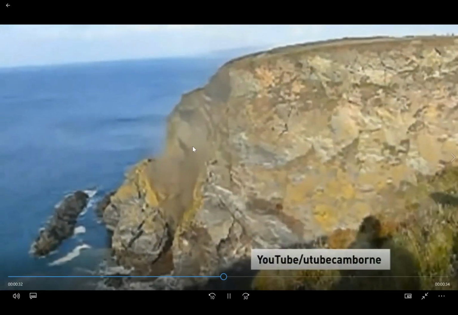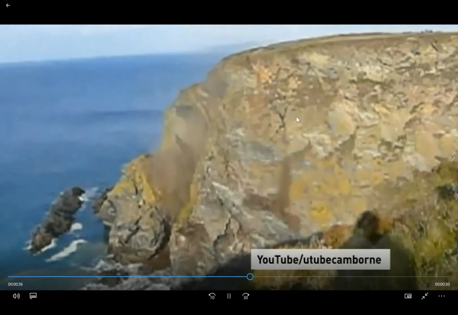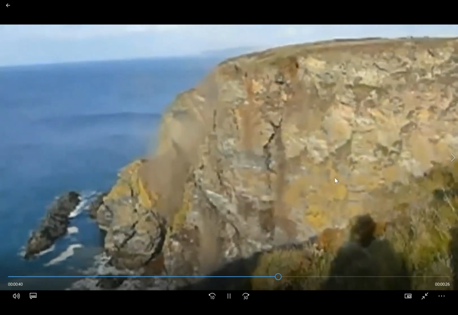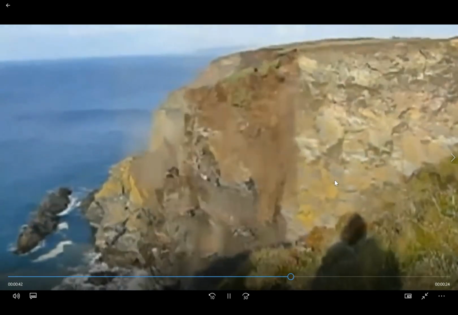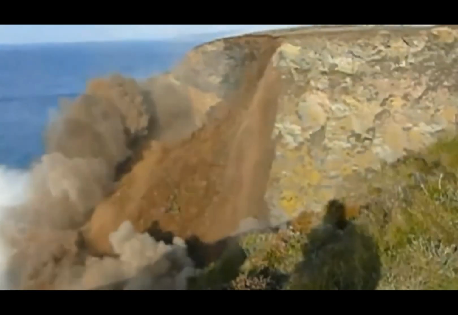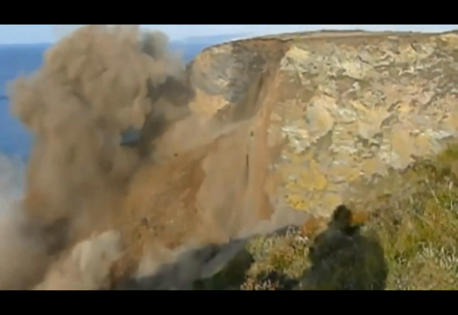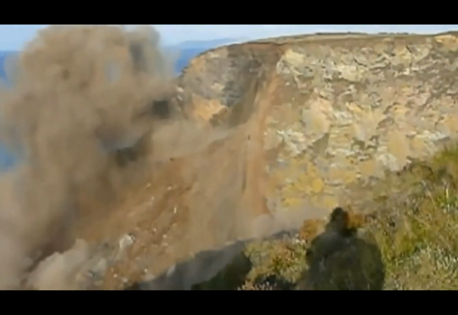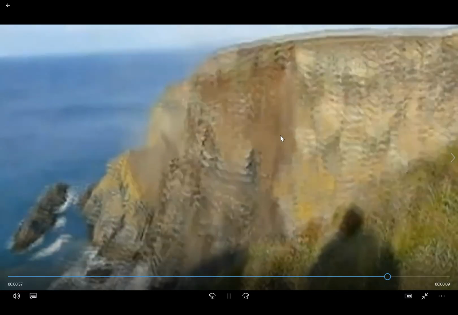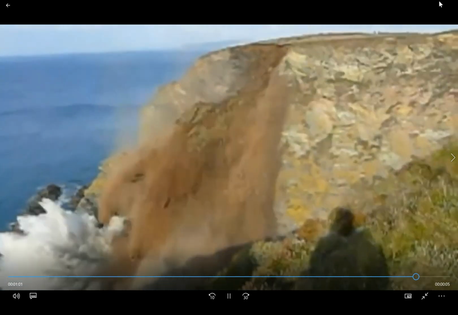A group of hikers in Cornwall got a first-hand look at coastal erosion in its most dramatic form. There it goes. This cliff collapse at Dead Man's Cove is the second to be reported on the same stretch of coast in recent weeks. It's believed climate change is the main cause of this type of erosion, as it's causing sea levels to rise.